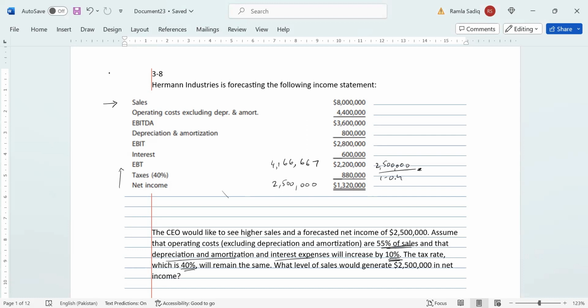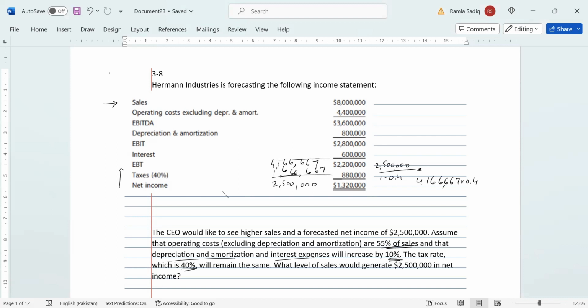If you are interested in calculating the tax expense so that you have the complete income statement, you'll simply take 4,166,667 and multiply that by 0.4. When you plug that into a calculator, you'll find the tax expense is 1,666,667. Okay, and again, let's cross-check mathematically. EBT minus taxes will equal 2.5 million. That means both of these numbers are correct so far.